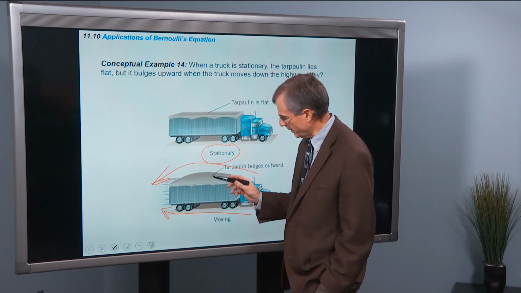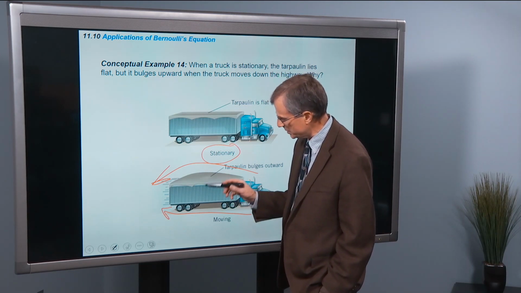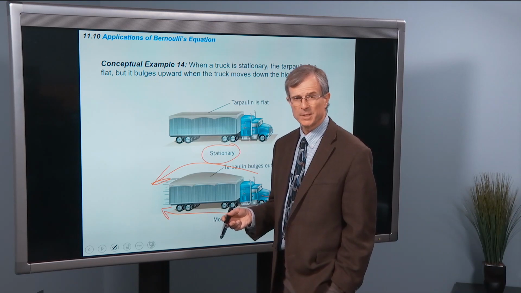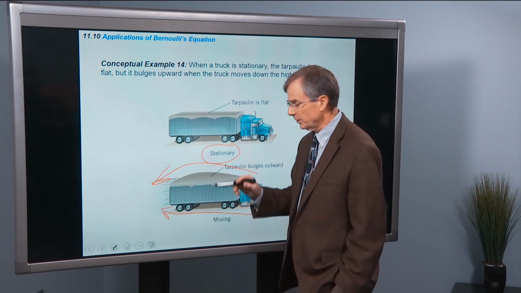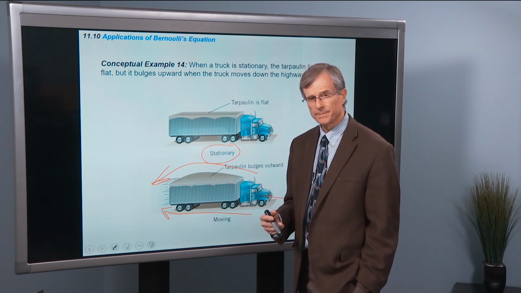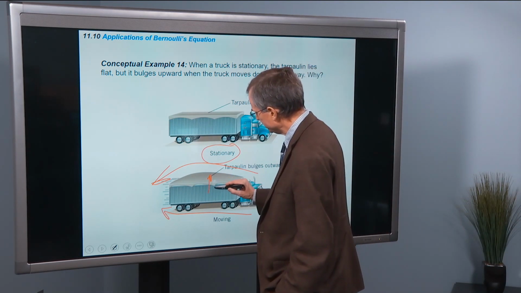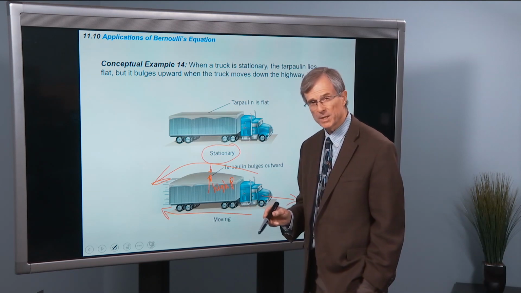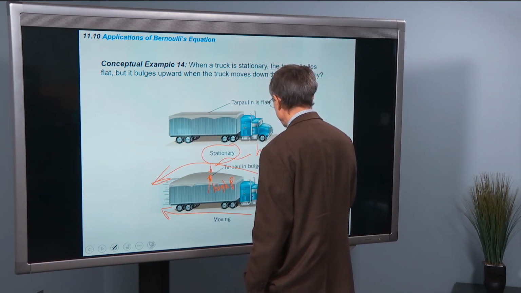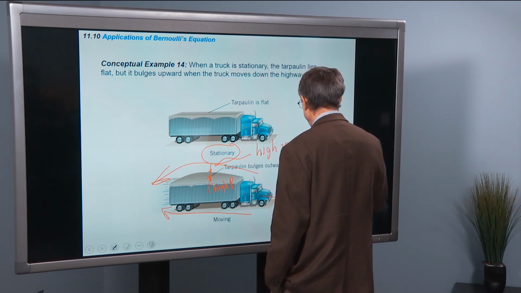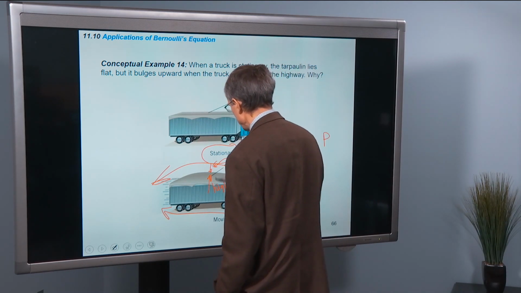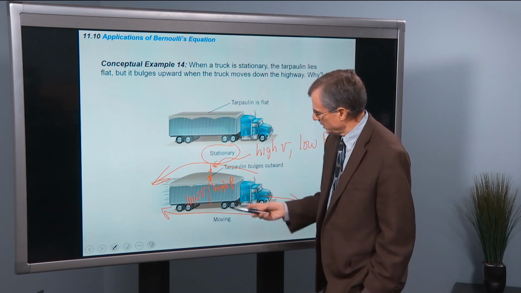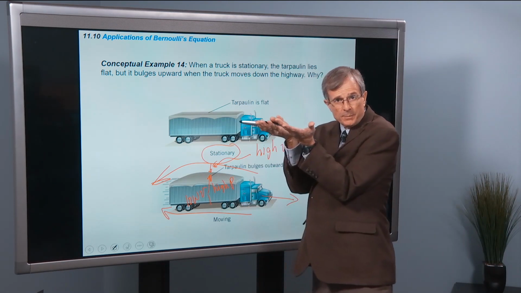Below the tarp, you've got air between the tarp and whatever the contents are in the trailer. The air is not moving at all, or at least not as much as it is on top of the tarp. You'll have a low velocity and a high pressure. So you get high pressure below and a low pressure above, because it's high velocity. So high V and a low P on top. And here we have a low V and a high P. So the pressure is higher underneath. That causes the tarp to come up.